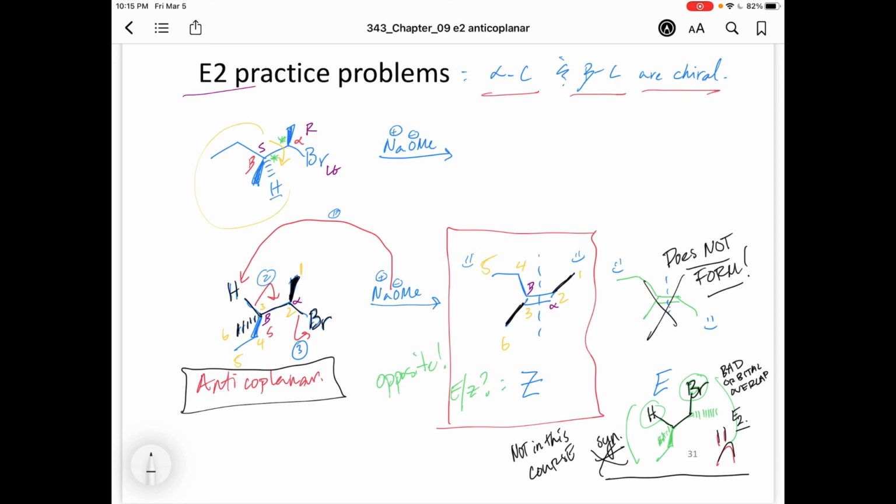It has to be anti-coplanar, just like we've talked about.